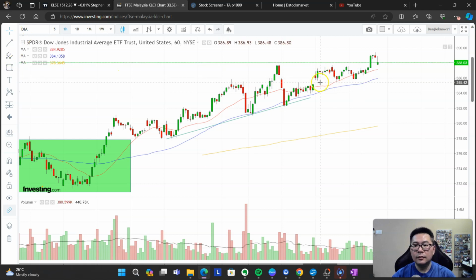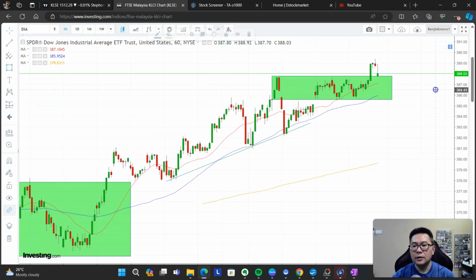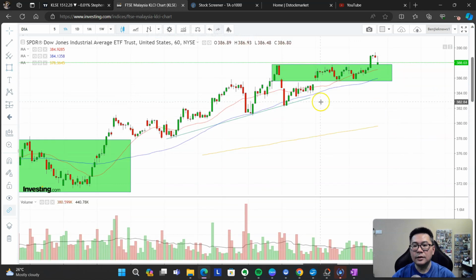60-minute chart. You could say it broke out of some kind of ascending triangle, but I can see quite a lot of support here. So it's still above the rising 50 MA and 200 MA. If it stays above this area, continue to be bullish.